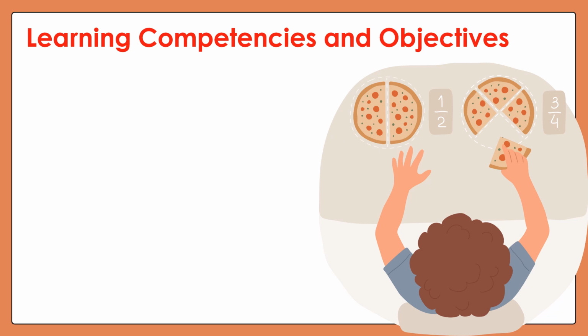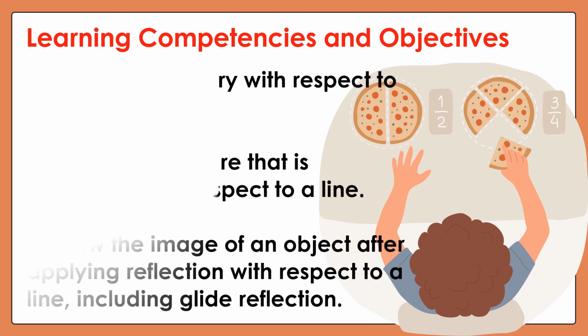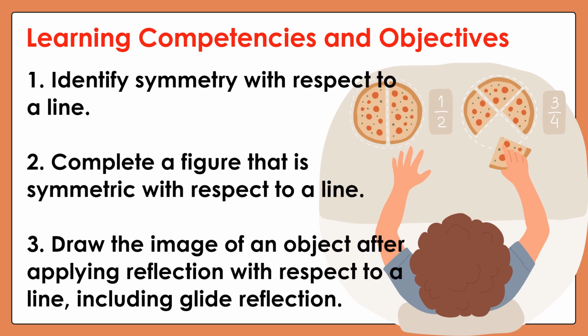Learning competencies and objectives. First, identify symmetry with respect to a line. Second, complete a figure that is symmetric with respect to a line. And third, draw the image of an object after applying reflection with respect to a line, including glide reflection.